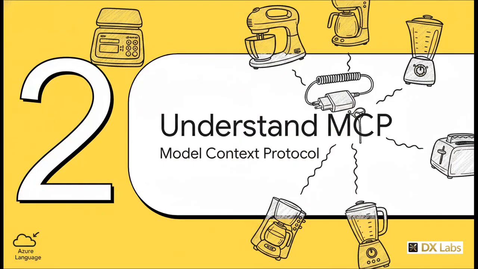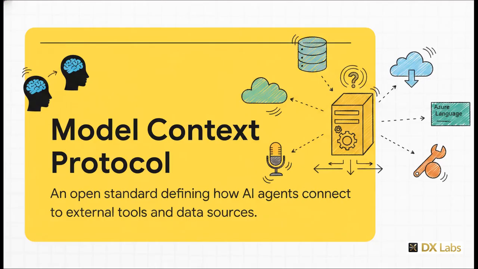Section 2. Understand MCP, which stands for the Model Context Protocol. Remember our chef who needs that digital scale? Well, MCP is basically the universal power adapter that lets them plug in absolutely any appliance without needing to rewire the entire kitchen. In plain English, the Model Context Protocol is an open standard. It defines exactly how AI agents connect to external tools and data sources. So instead of writing custom integration code for every single new service an agent needs, you just connect the agent to an MCP server. That server already exposes those capabilities in a totally standard way. It's a real game changer.